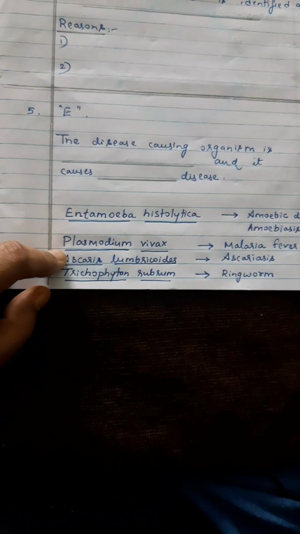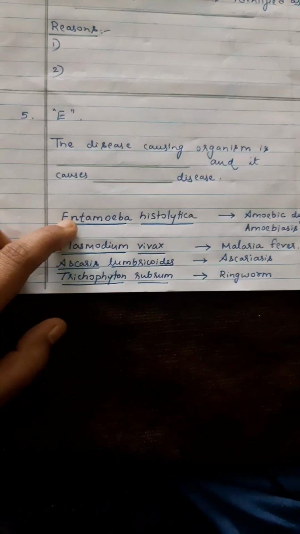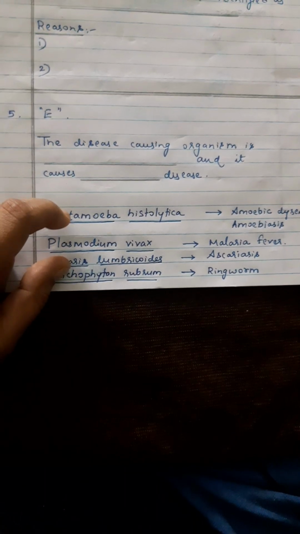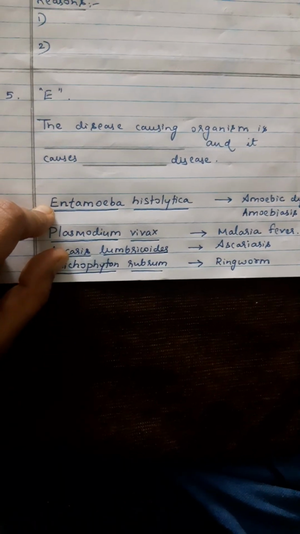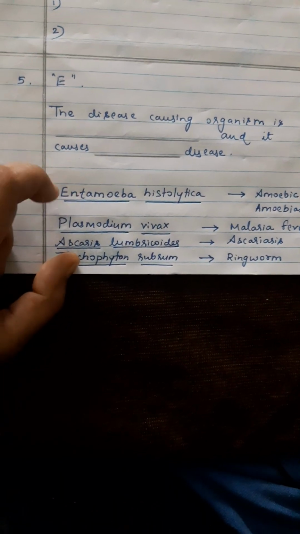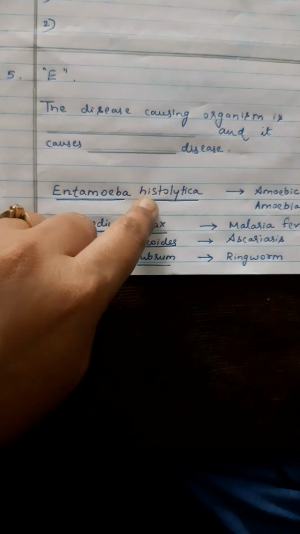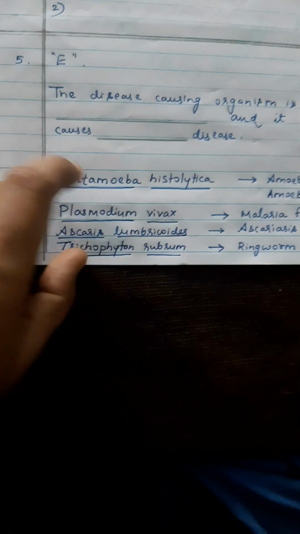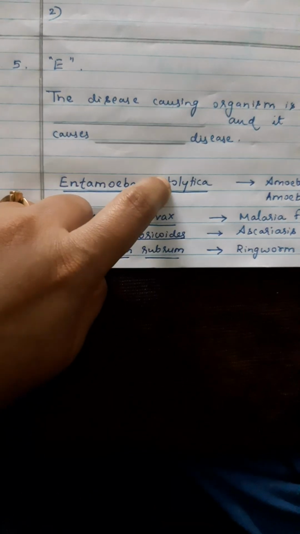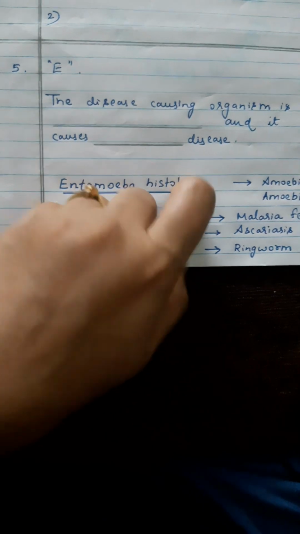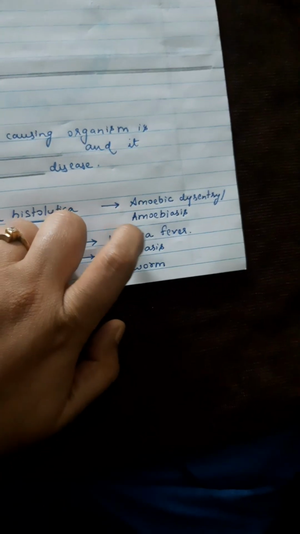There are only 4 organisms in your practical. Entamoeba histolytica. Here you have to use the binomial nomenclature for writing the scientific name. The first word you will be writing with a capital letter and the second word with a small letter. Entamoeba histolytica is the disease causing organism and it causes amoebic dysentery or amoebiasis.